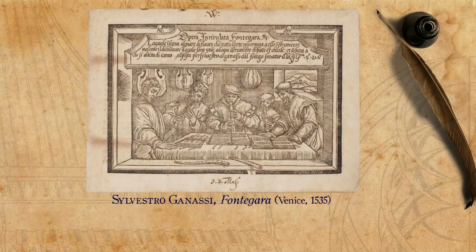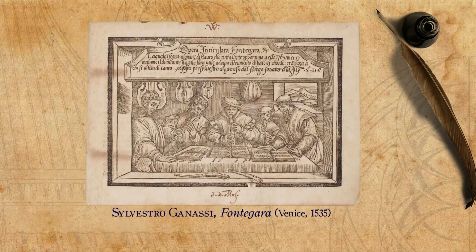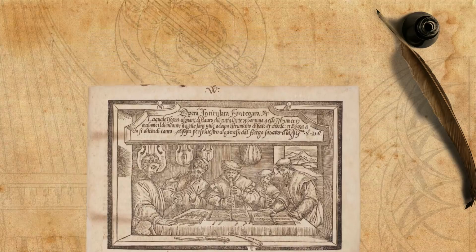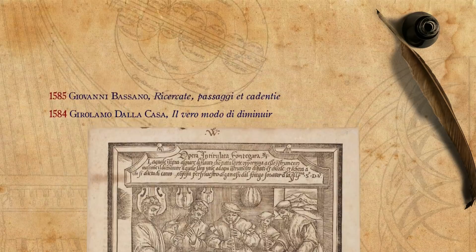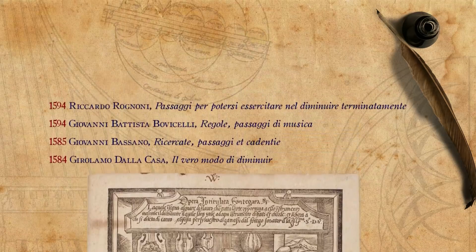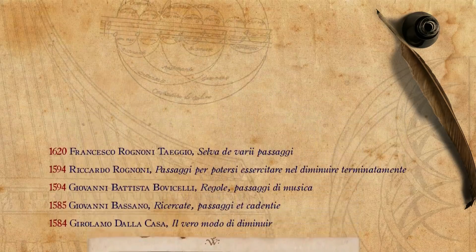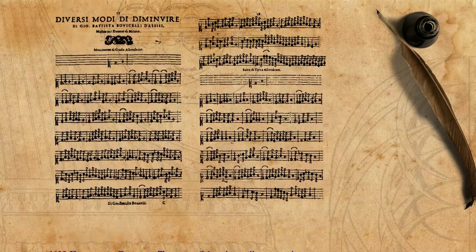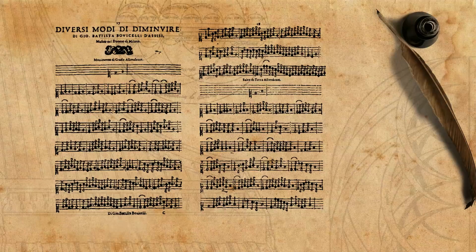Towards the beginning of the 17th century, more and more such treatises were published. Among the prominent authors, there are Dalla Casa, Bassano, Bovicelli, and Riccardo and Francesco Rognoni. The treatises are often based on gradually learning how to fill the gaps between different intervals.